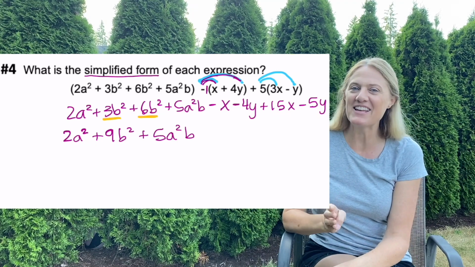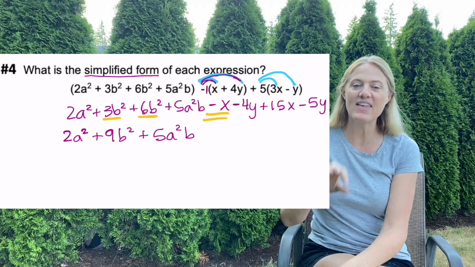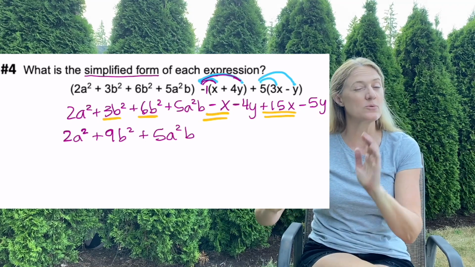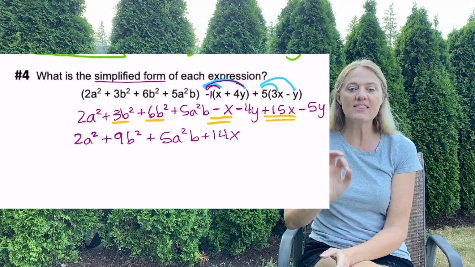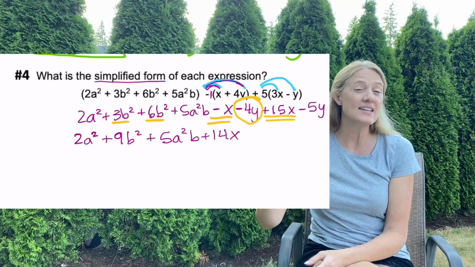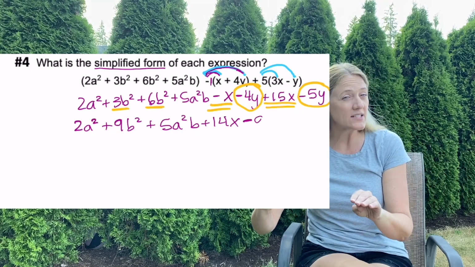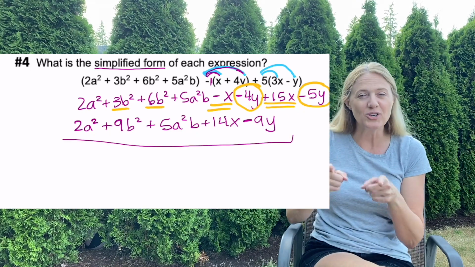As soon as I get to -x, I know I have another x term. So I have that -x plus 15x. So -1x plus 15x gives me a positive 14x. And then of course we have -4y and -5y. -4y minus 5y, -9y. How did you do?